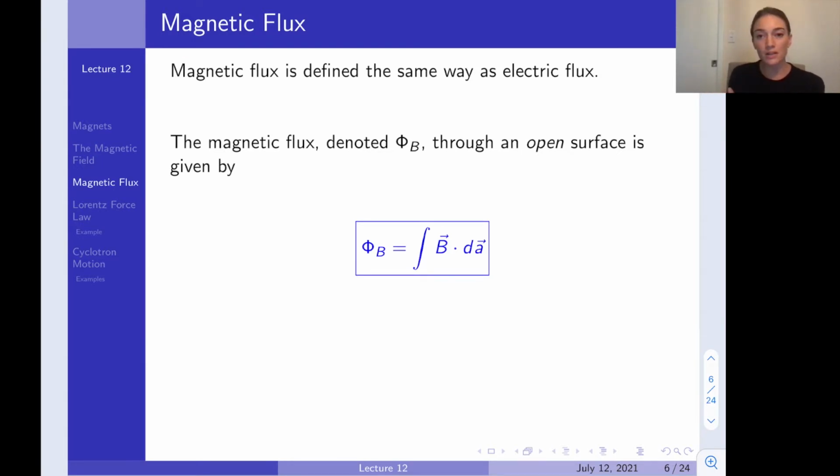Okay, so now let's talk about magnetic flux a little bit. Magnetic flux is defined in the exact same way as electric flux. This is the flux over an open surface, so we have to be very careful with our open versus closed surfaces. This is just the magnetic flux through some open surface.